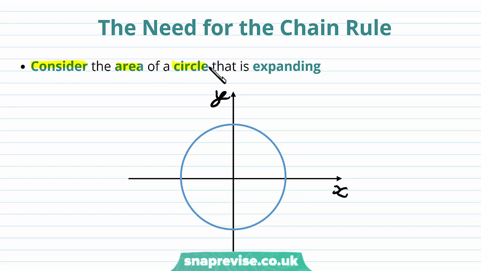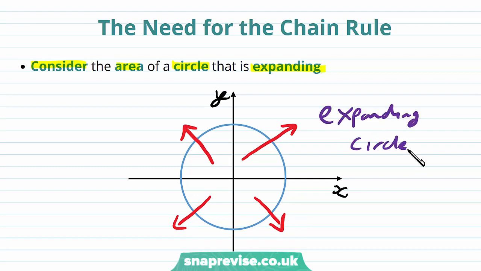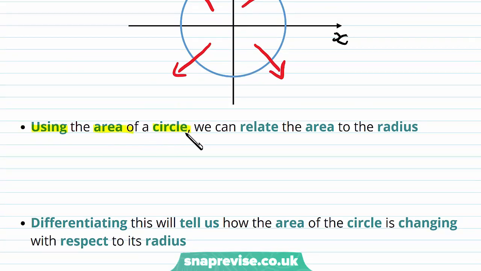Consider the area of a circle that is expanding. So we have an expanding circle, and by that we mean that the radius of the circle is increasing in some way. Using the area of the circle, we can relate the area to the radius. We have that the area A is equal to the constant pi multiplied by r squared.